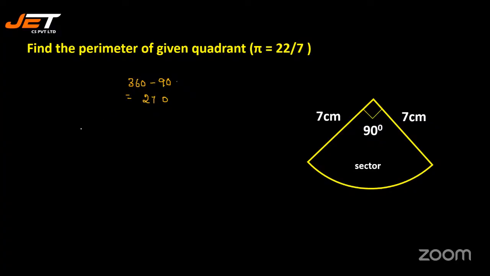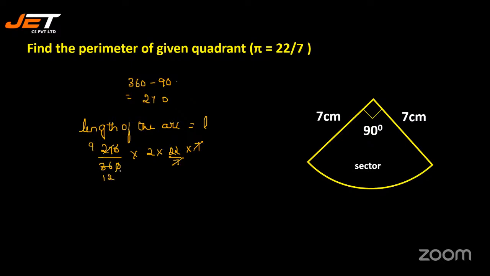Right? So now how do you find out the length of the arc? So length of the arc is equal to L. That is 270 by 360 into 2 into 22 by 7 into R is 7. So 7, 7, 3 9s are 27, 3 12s are, 2 6s are, 2 1s are. Right? So 3 2s are, 3 3s are, 2 1s are, 2 11s are. So 11 3s are 33.